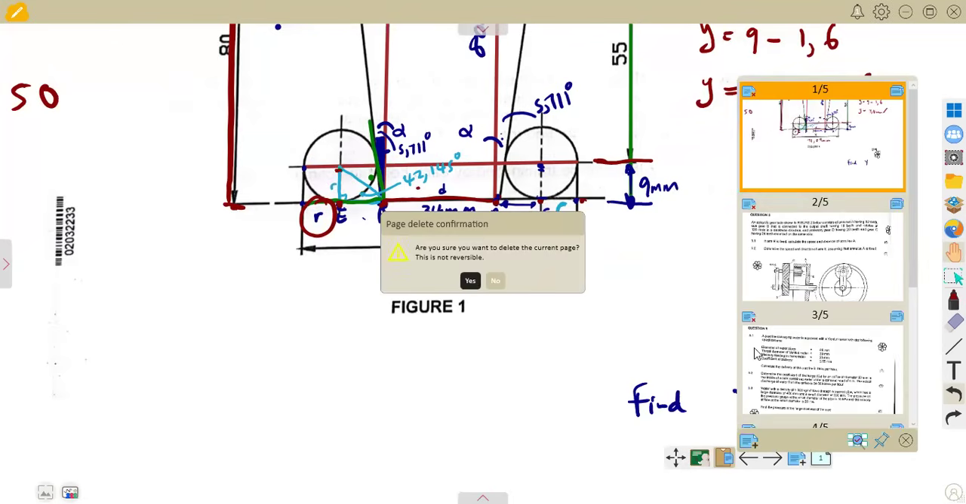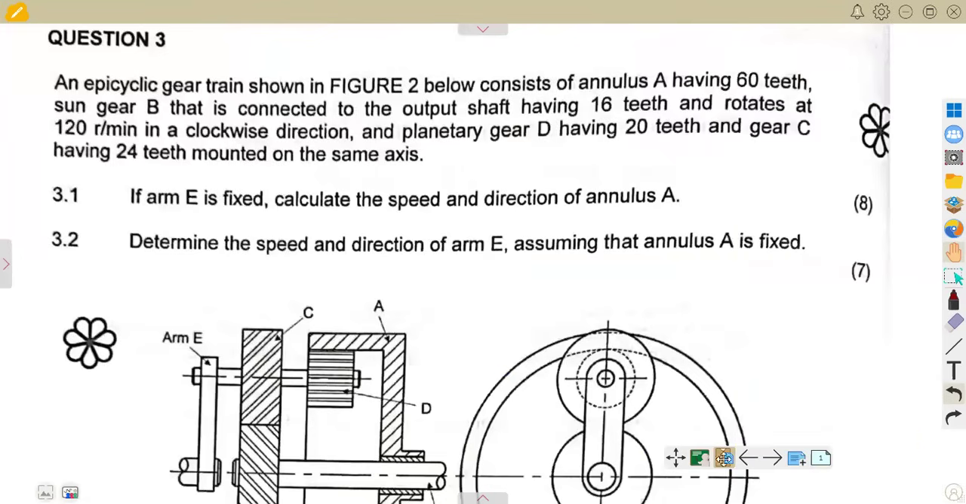All right, then the other part that we are given there: we had an epicyclic gear system, which is a gear train shown in Fig 2 below. So this is what we are given here. It consists of the annulus, having 60 teeth, the sun gear that is connected to the output shaft, having 16, and so forth and so forth. All right, so this is what we have on our presentation. So we're just going to consider this.